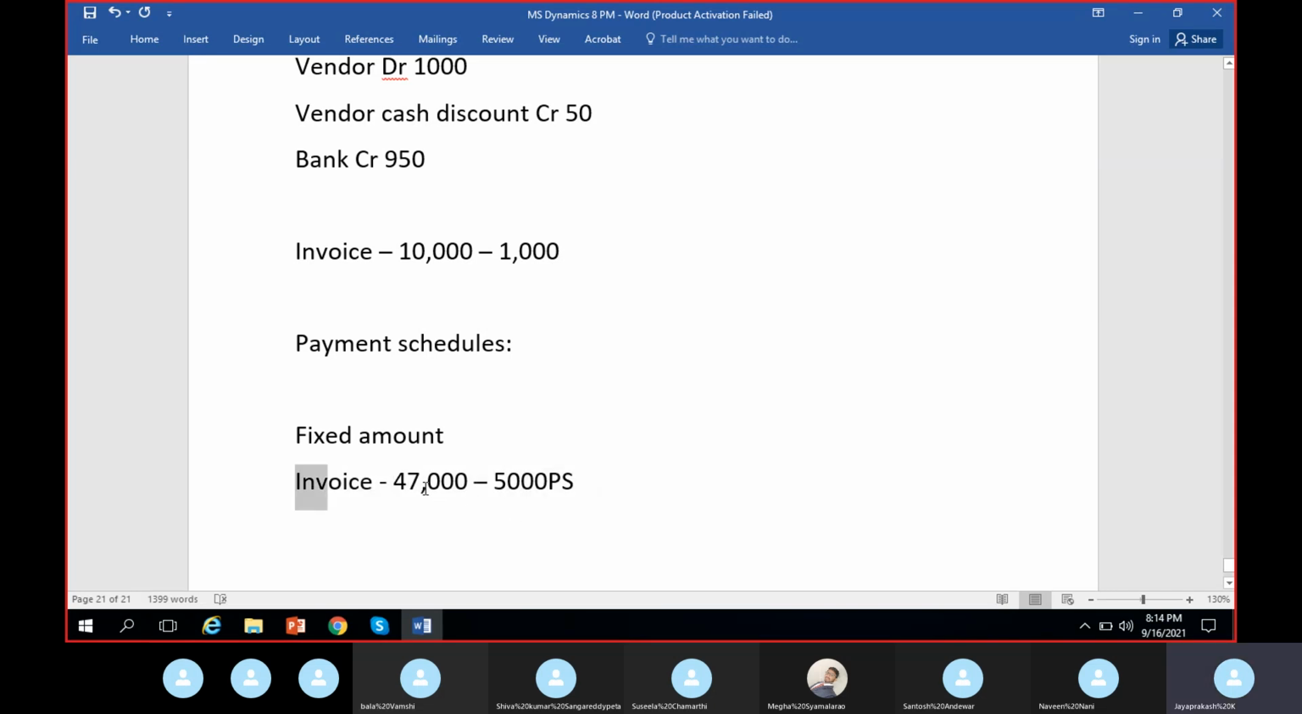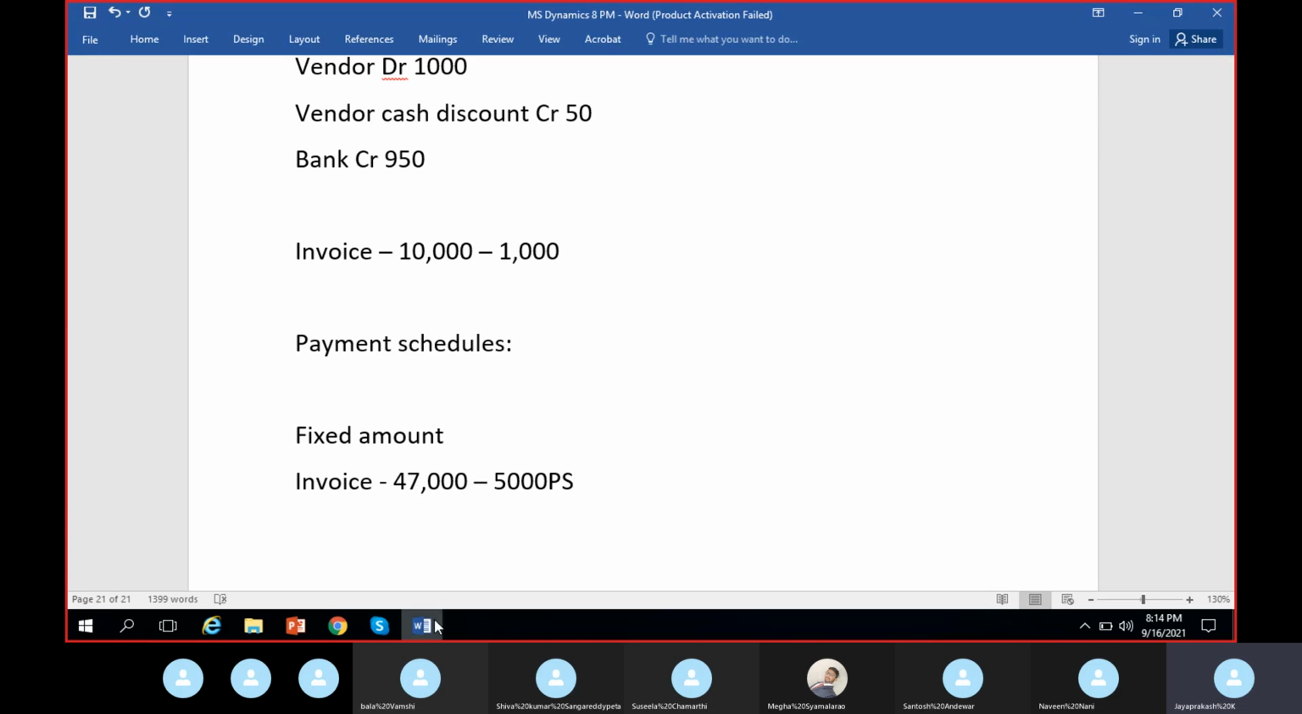Clear, guys? Any confusion in this point? Like if I have only 47,000 on the invoice, and if I'm paying installments like 5,000 per month, by 9 months 45,000 will be paid on the invoice. There will only be 2,000 remaining on the invoice that has to be paid. For the last schedule, for the 10th schedule, that 2,000 will be accounted.